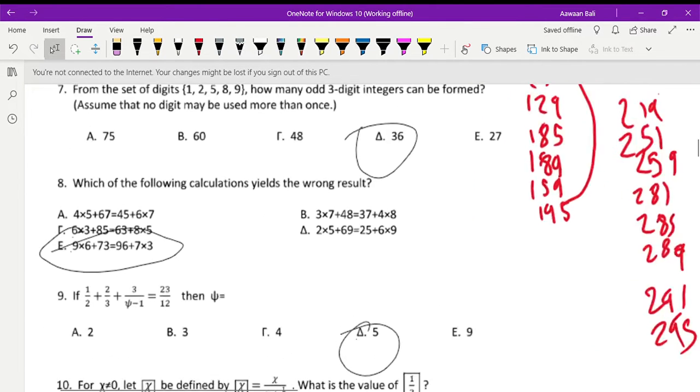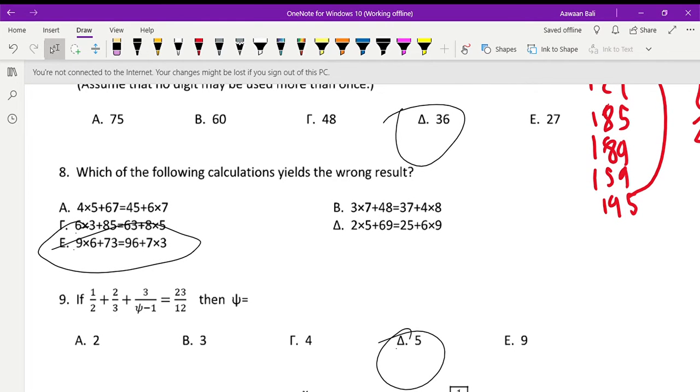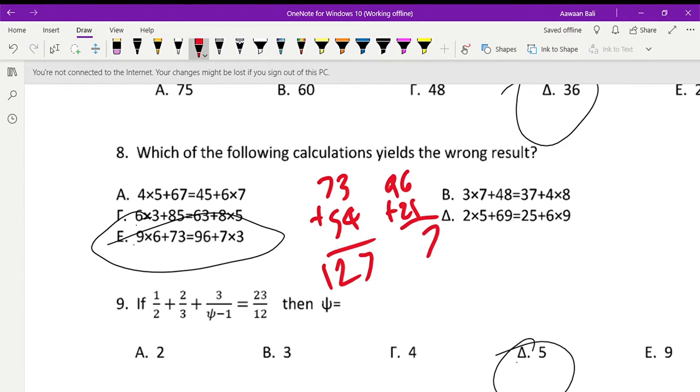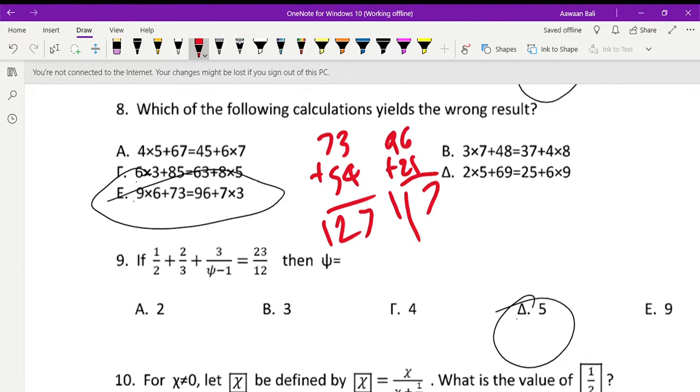Question number 8. Which of the following calculations yields the wrong result? You kind of have to do only trial and error for this, but the answer is eta. I can explain why easily: since 9 times 6 is 54, 73 plus 54 is 127. Meanwhile, 7 times 3 is 21, and 96 plus 21 is 117. We've actually found this is the wrong one before in another question. But anyway, the answer is eta.